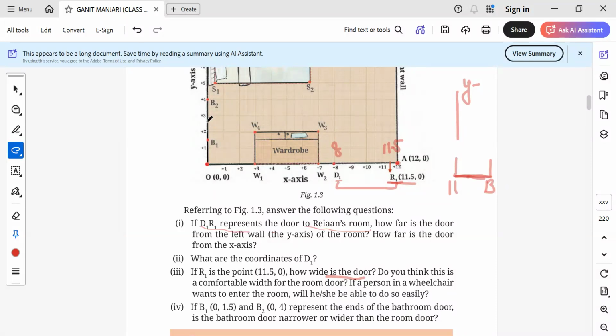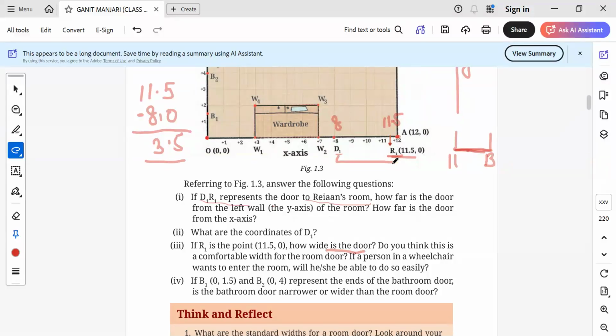How will you calculate? Now listen. Students don't know how to manage the decimal. 11.5, how will you write 8? So 8 is written as 8.0. Now subtract it. 11.5 minus 8.0, so it is how much? 3.5 units. Very simple. Understood? How wide is the door? You have 8, you have 11.5, just subtract it.